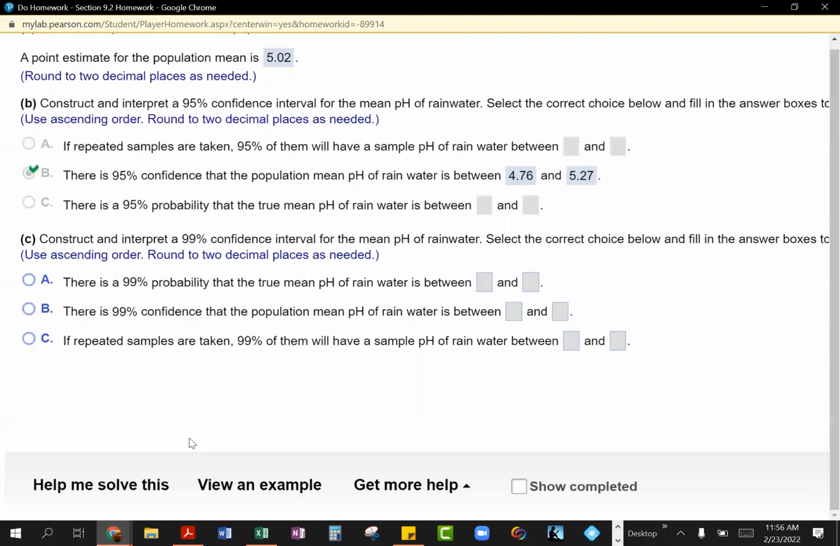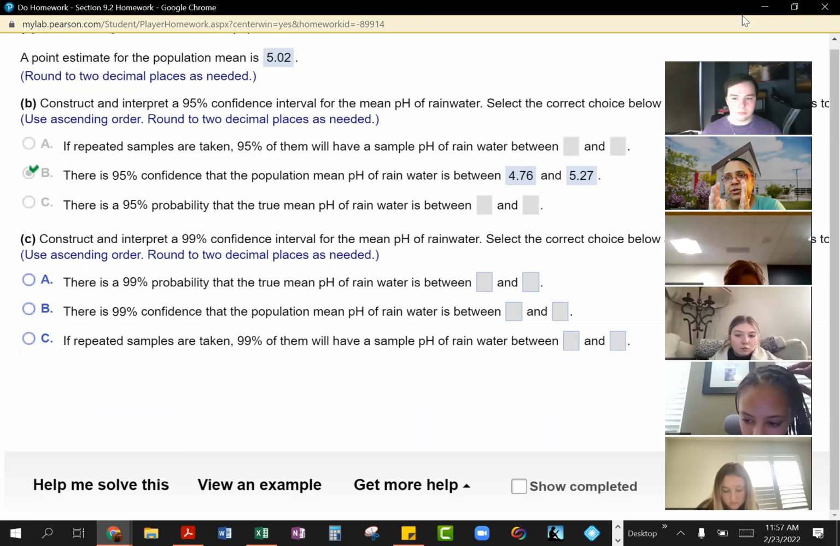Okay, so all they're doing here now is changing it from a 95% confidence interval to a 99%. So, when you go to a higher degree of confidence, what do you think will happen to these lower bounds and upper bounds? Are those numbers going to get closer to that mean of 5.02, or are they going to go farther away? So when you increase that confidence interval, Cody? I was going to say farther away.